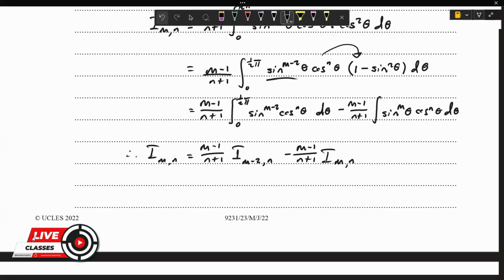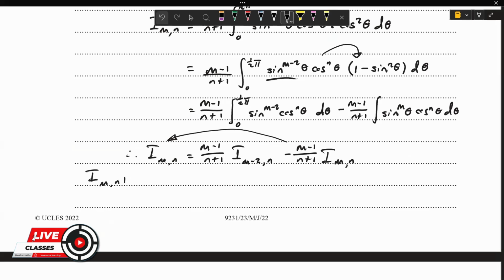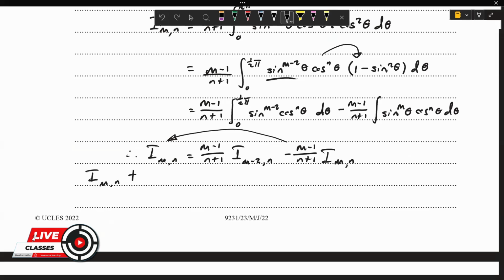So I'm going to take this to the left side. And if we do, we will be having I sub m n plus m minus 1 over n plus 1 of I sub m n being equal to m minus 1 over n plus 1 of I sub m minus 2 n.